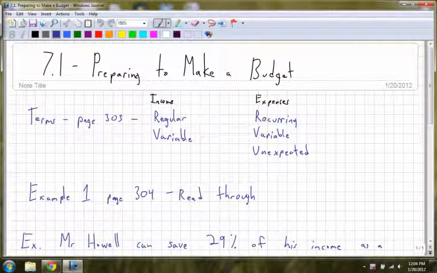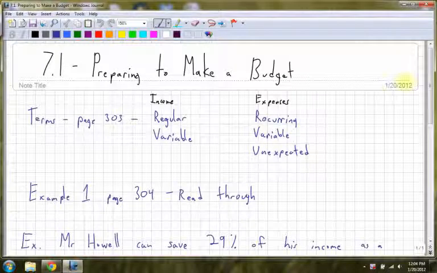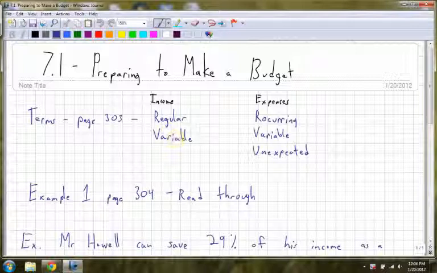All right, for section 7.1, preparing to make a budget, the first section of the final chapter, so this is exciting. There are terms from page 303 in your textbook. For income, they have regular and variable. They have really good explanations of what those mean. I mean, you can kind of guess.